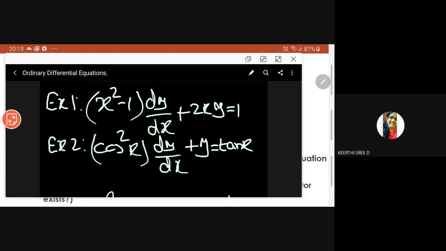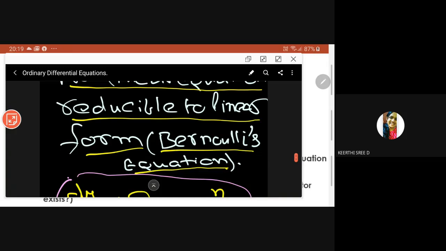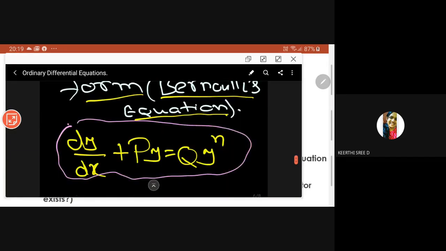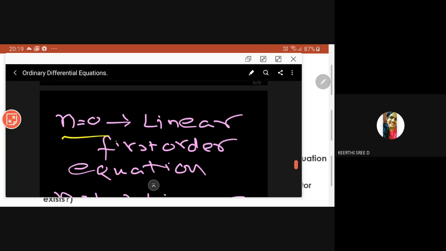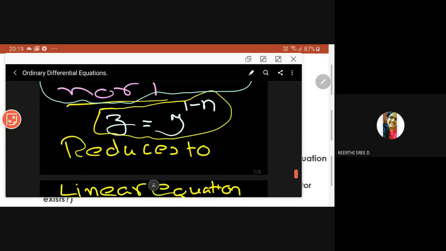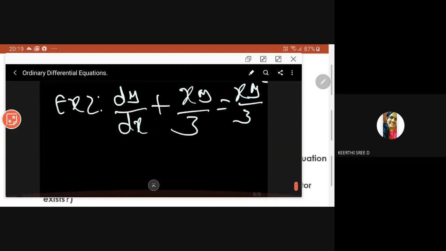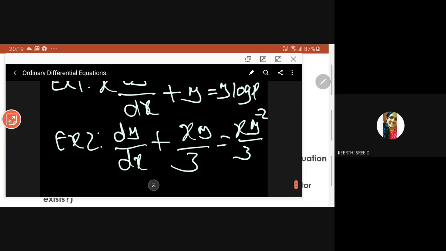And then we talked about nonlinear equations reducible to linear form. So it is Bernoulli's equation. For that one, you need to remember z is equal to y power 1 minus n. Then that can be reduced to a Bernoulli equation. I have given two examples here.